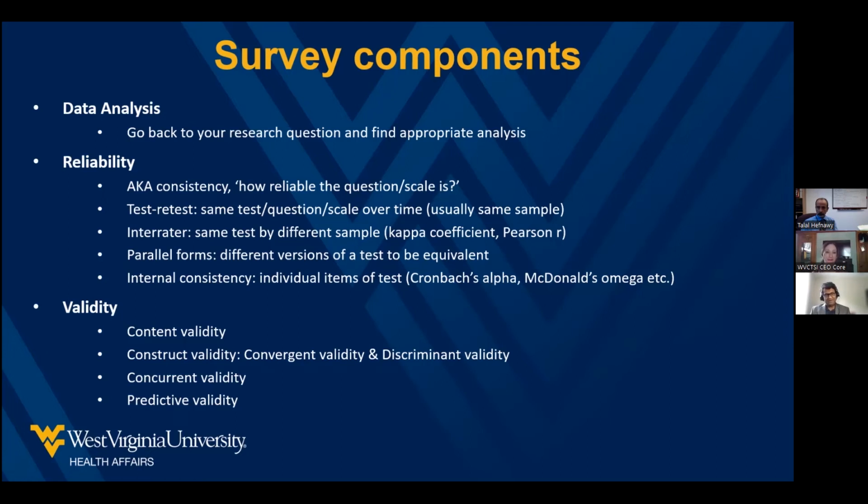Then we come to the validity. There are different types of validity, like the content validity, construct validity, which also has two parts, the convergent validity and the discriminant validity, then the concurrent validity and the predictive validity. I'll discuss it in my next slides.